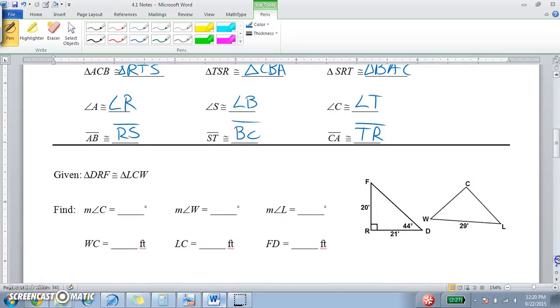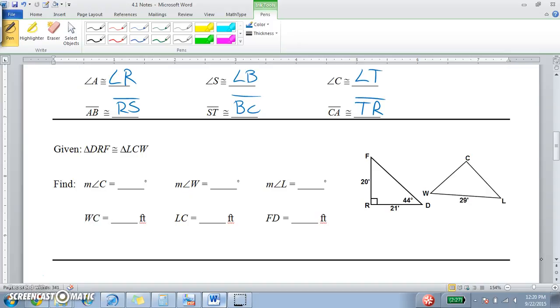So, given that these two triangles are congruent, DRF is congruent to LCW. Find out the measure of angle C. Well, angle C is in the middle, angle R is in the middle. It tells me that angle R right here is a right angle, so angle C right here must also be a right angle, 90 degrees. W is the last letter. F is the last letter.